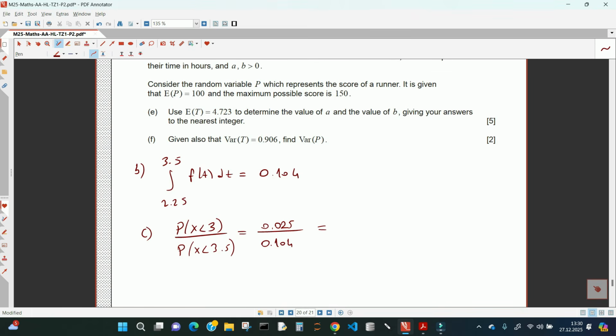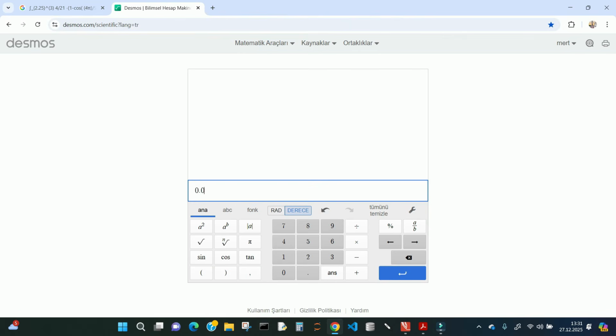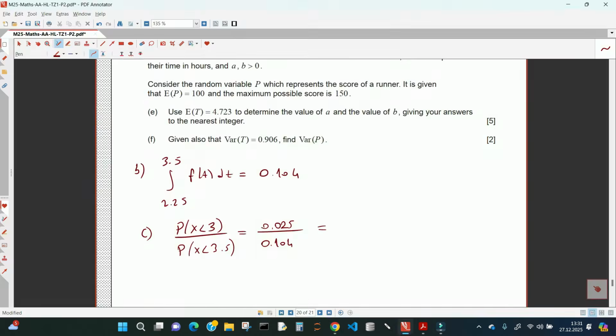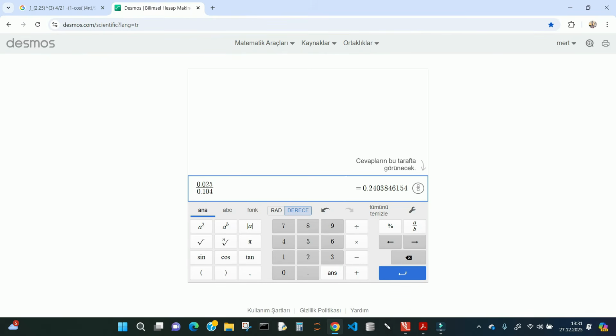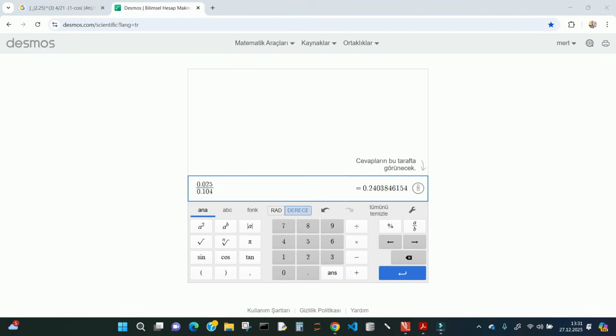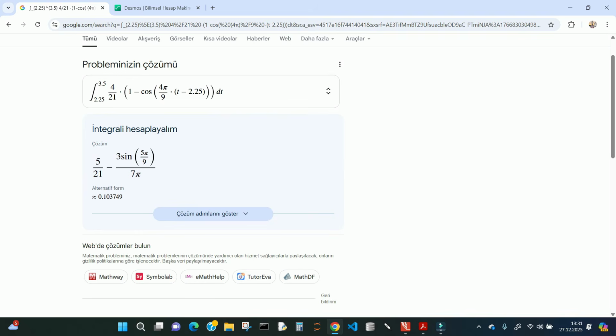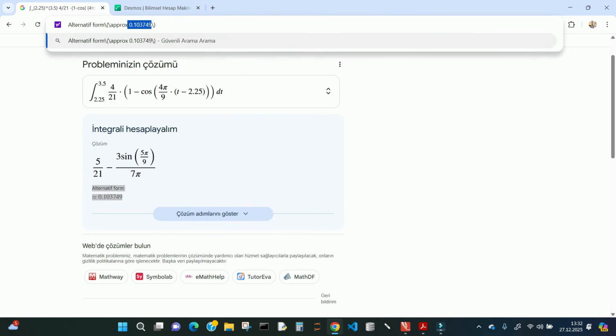So the answer of this equation will be 0.025 over 0.104. It is 0.24. Yeah. But to not make a mistake, I will write the exact value of the integral with upper limit 3.5 first. I will write it and calculate it again and copy this number. The number is here.